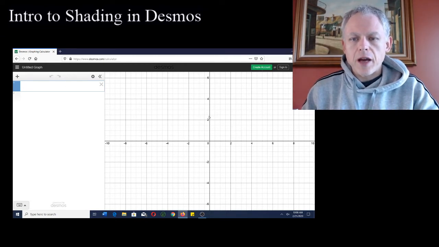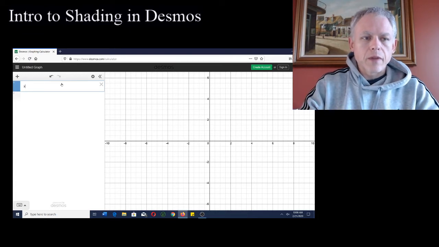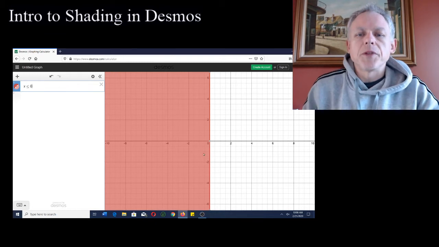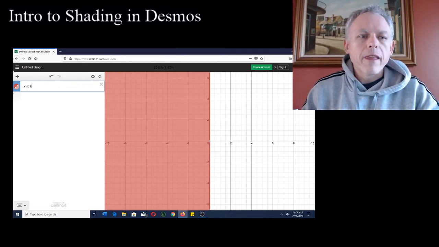All right, so let's look at the plane right here. Let's say I wanted to shade the region, the left-hand side of the XY plane. So here's what I would do. We're going to type in x less than or equal to 0. Okay, so what's going on here? This inequality says x less than or equal to 0. Very simple. The solution is any x that's equal to 0 or smaller than 0.